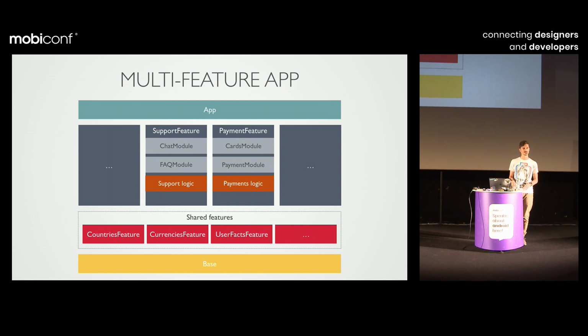So we have a split for the feature modules, which have not only the Java code, but also the resources and the layouts and so on. This is one layer. And another layer is the shared features module. Those are also split into modules. Like here, we can have shared features for the countries or currencies, which are just Java code. And those features are shared with the product features. So we try to not duplicate the code. We try to share this functionality with other features.